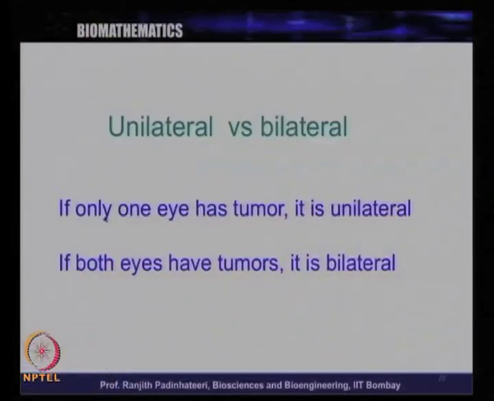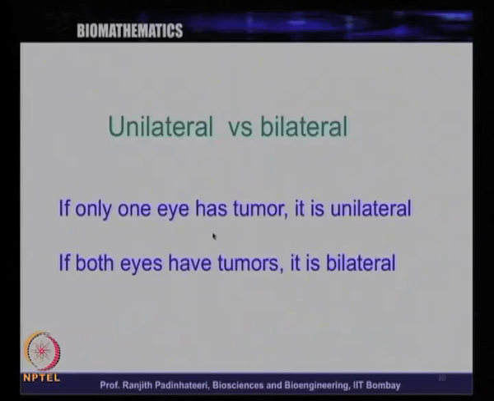Now, the next question he asked is something about unilateral retinoblastoma versus bilateral retinoblastoma. So, what is this unilateral retinoblastoma? Let us look at here. If only one eye has tumor, it is called unilateral retinoblastoma. If both the eyes have tumors, or at least one tumor in both the eyes, we call it bilateral retinoblastoma.